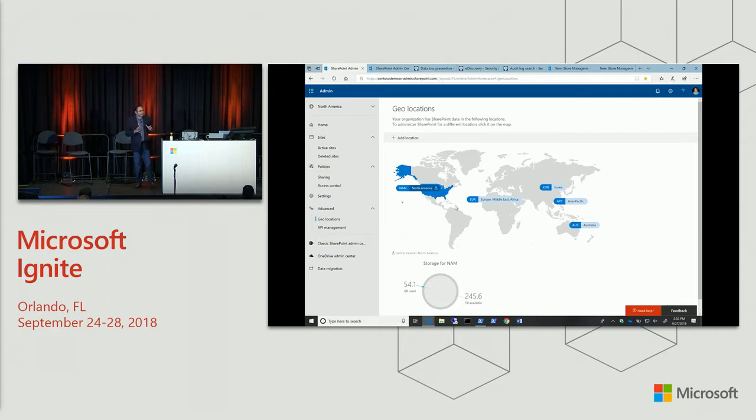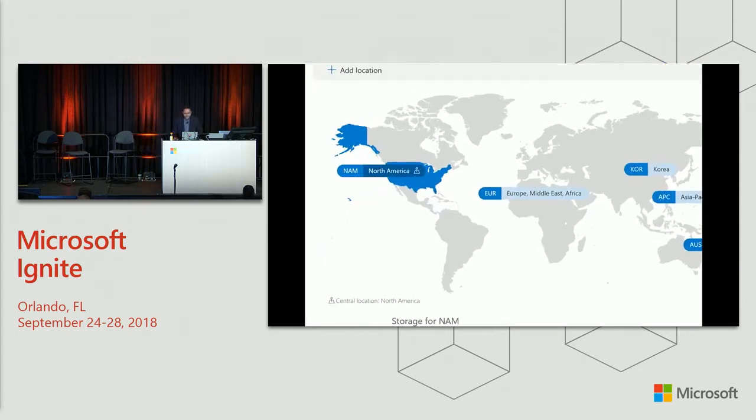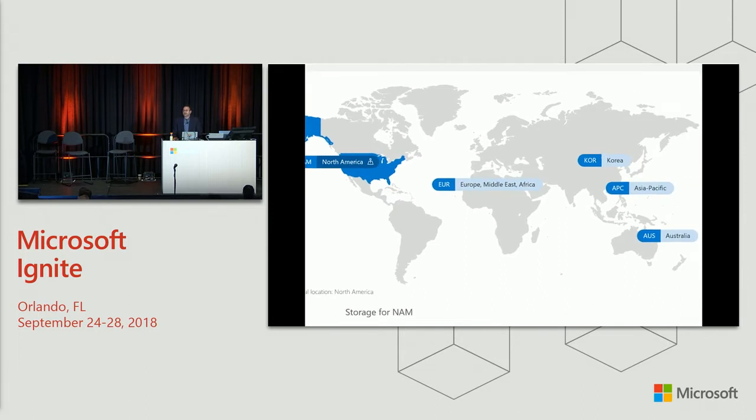So it's an energy company, which is a multinational company. And they have offices in, as you can see in this picture, North America, Europe, Korea, Asia Pacific, and Australia as well. So that picture tells me immediately, as a SharePoint admin, all the locations where my SharePoint content is available.